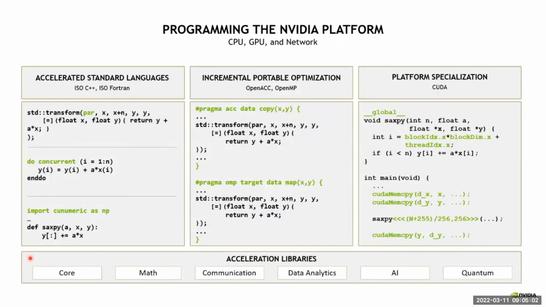The foundation of this strategy is our accelerated libraries, and we provide core libraries for data structures and high-level algorithms, math libraries for common mathematical operations, communication libraries for scaling out to the full system and even full data center, and also abstractions for data analytics, AI, and quantum.